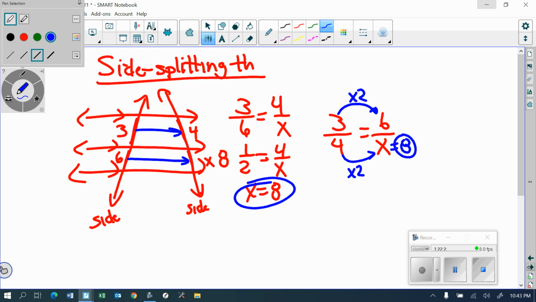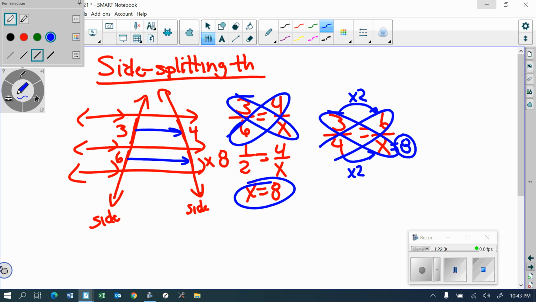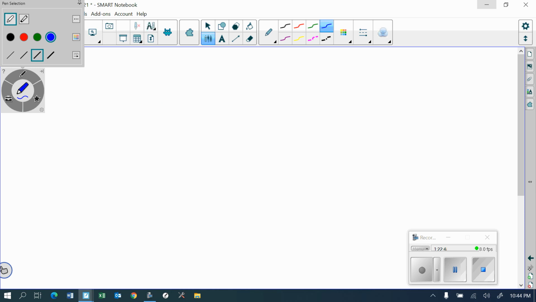Exact same answer. Okay. Notice if I cross multiplied right away, I have 3x equals 24. That shows that those are the exact same proportions, just written in a different format. Those are the 2 common ways. Doing it either vertically on top of each other or horizontally, side splitting theorem. Okay. Next, we have the angle bisector theorem.